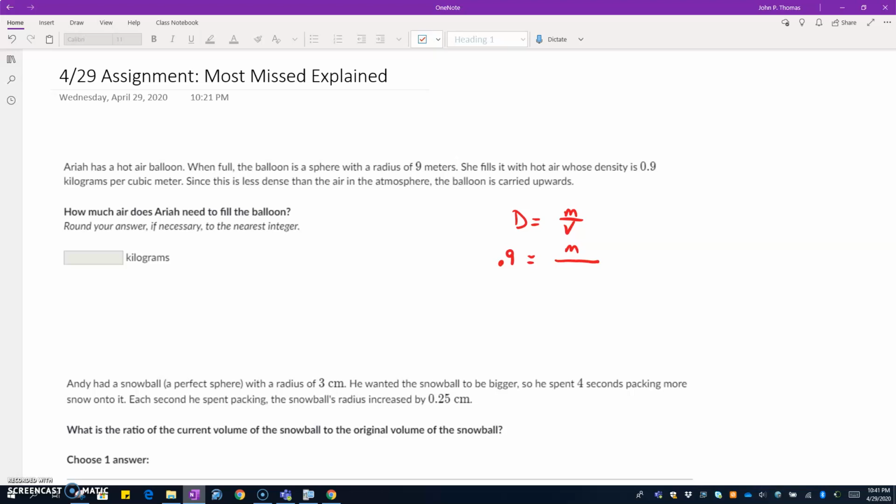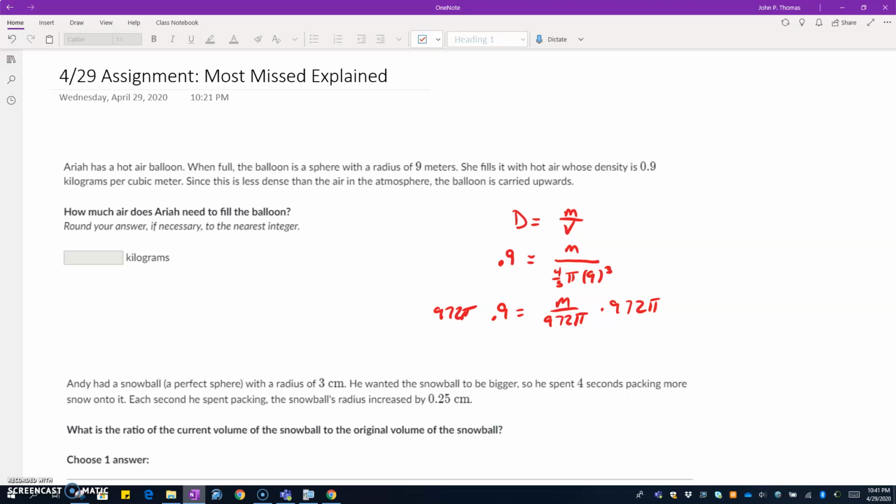Now, they tell us that this is a sphere, and the sphere has a radius of 9. So we're going to get 4/3 pi times 9 cubed down there for the volume. Now, if I take 9 cubed, that gives me 729. If I multiply that by 4 and divide by 3, I'm at 972 pi. So I have 0.9 equals m over 972 pi. I'm going to multiply over both sides by the 972 pi. When I do that, I've got 972 times pi.